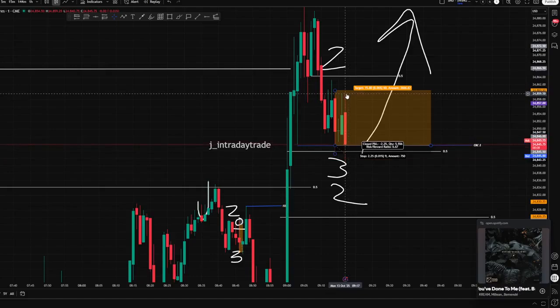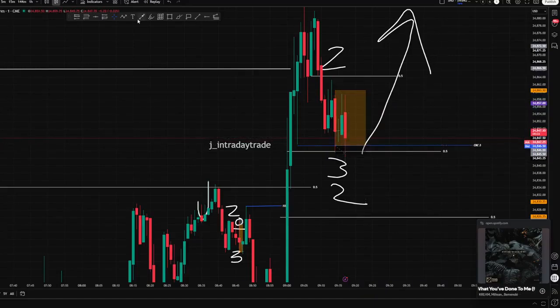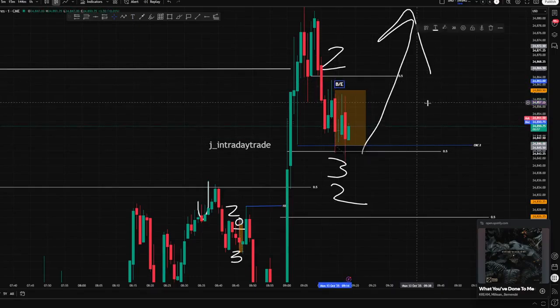I set my take profit up here. It was one tick away. So I was break even on that trade here. That was too bad. Greed got a hold of me.